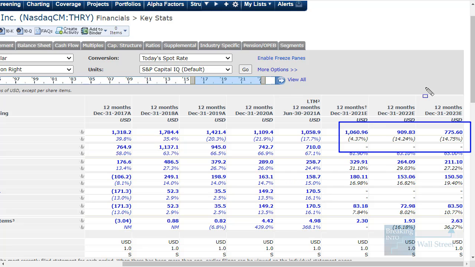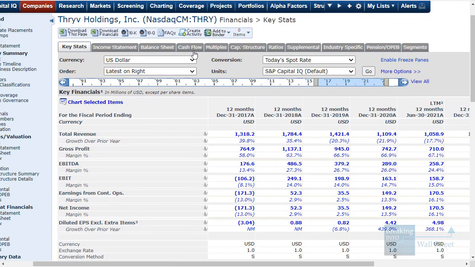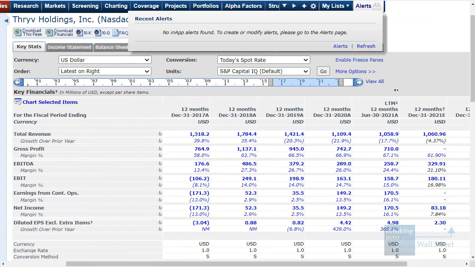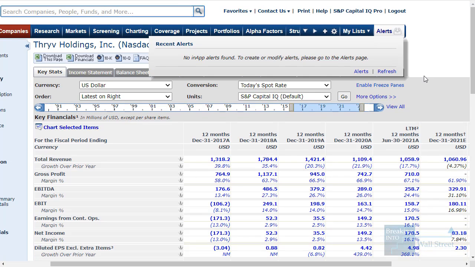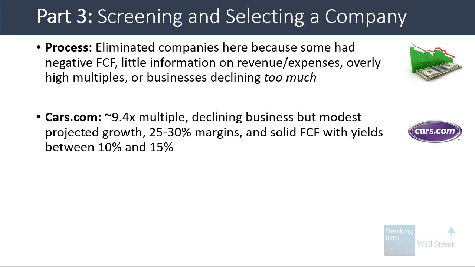Now, if you look at the company in more detail, they had one division that was growing and then one bigger division that was declining, but we felt this one would have probably been too much work to finish in the time frame that we had right here. So we ended up settling on Cars.com. It had a 9.4x EBITDA multiple at the time of this analysis. Its business was declining, but it had modest projected growth, so it was more in the stagnant category. It had 25 to 30% EBITDA margins, and the free cash flow yields were between 10 and 15%.